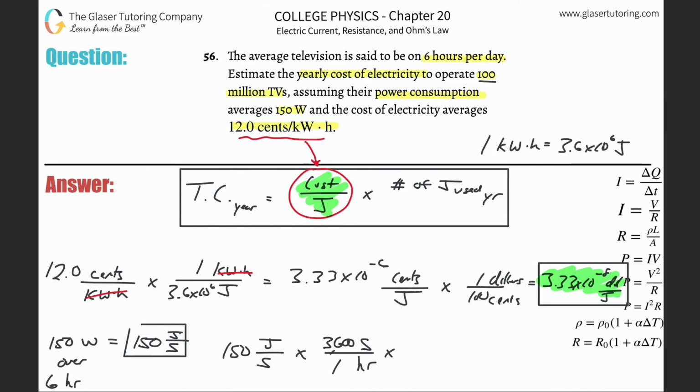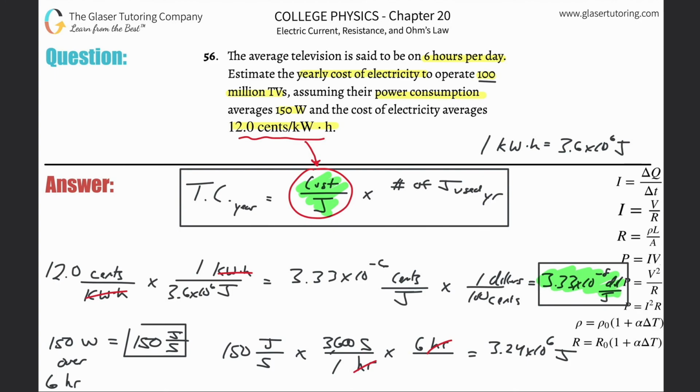There we go. Now, okay, that looks a little better, huh? 3,600 seconds in an hour. So now let's do the multiplication. So 150 times 3,600 times 6. So 3.24 times 10 to the 6. And that is now joules.